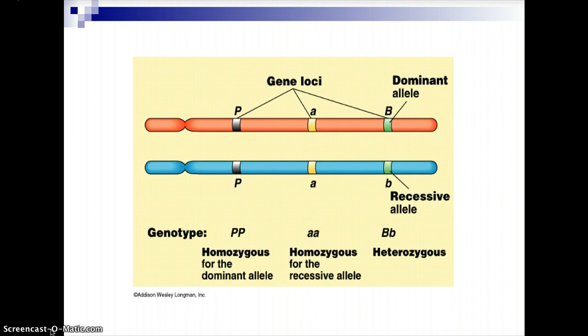Here you can see examples of gene loci and particular genotypes of being homozygous dominant, homozygous recessive, and heterozygous. You could see the difference between what a dominant allele would look like, as in the capital B and the capital P's here, versus recessive alleles, which would be lowercase a and lowercase b. So here we have a homozygous dominant genotype. Here we have a homozygous recessive genotype. And here we have that heterozygous genotype, which is a dominant allele with a recessive allele.